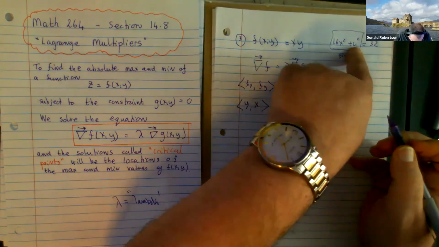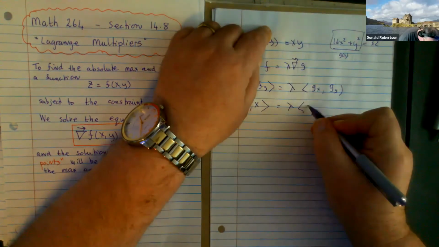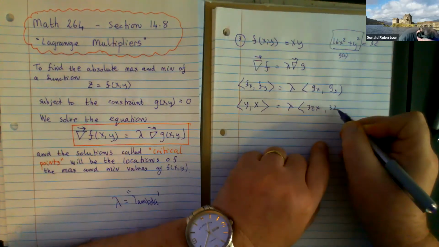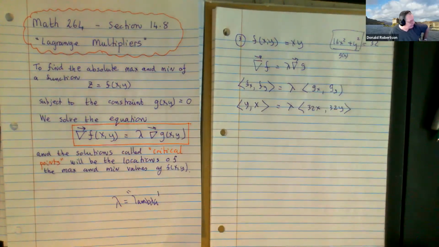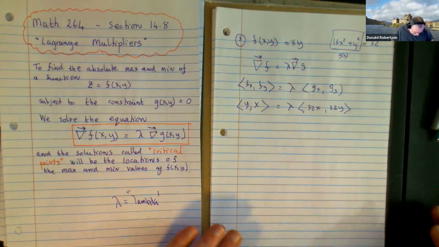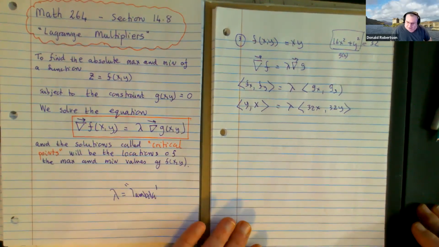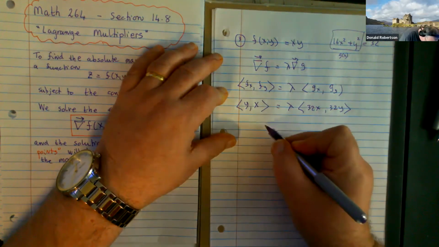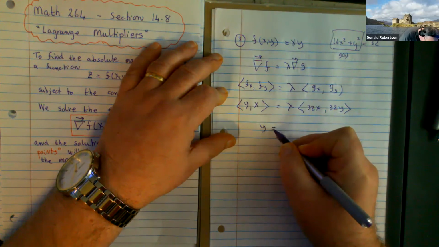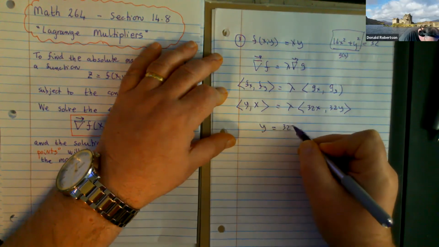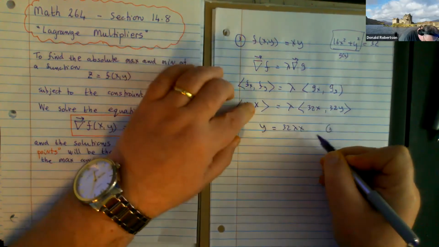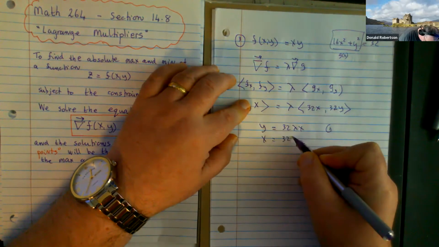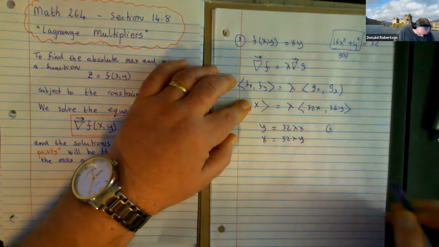If you differentiate this constraint function, you get 32x, and do it with y, you get 32y. Oh, I can see what's going to happen here. That's fine. I think this one's going to look very like question 1. Let's see what we have. Y is going to be 32 lambda x, and x is going to be 32 lambda y.